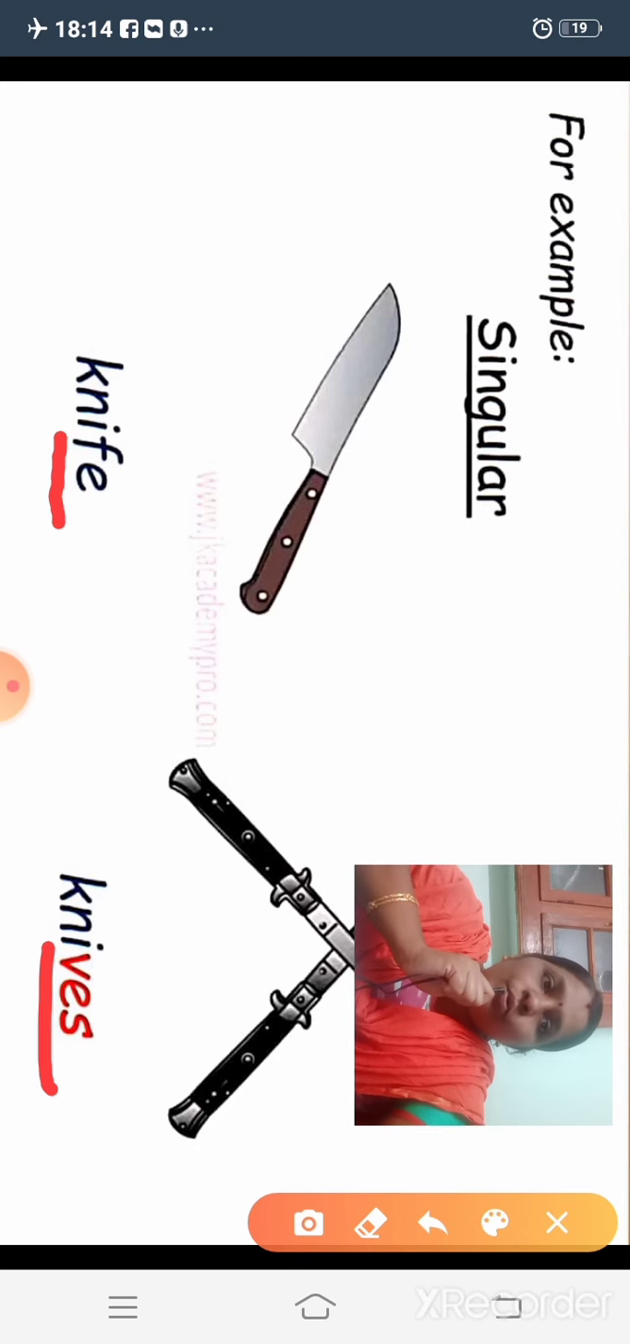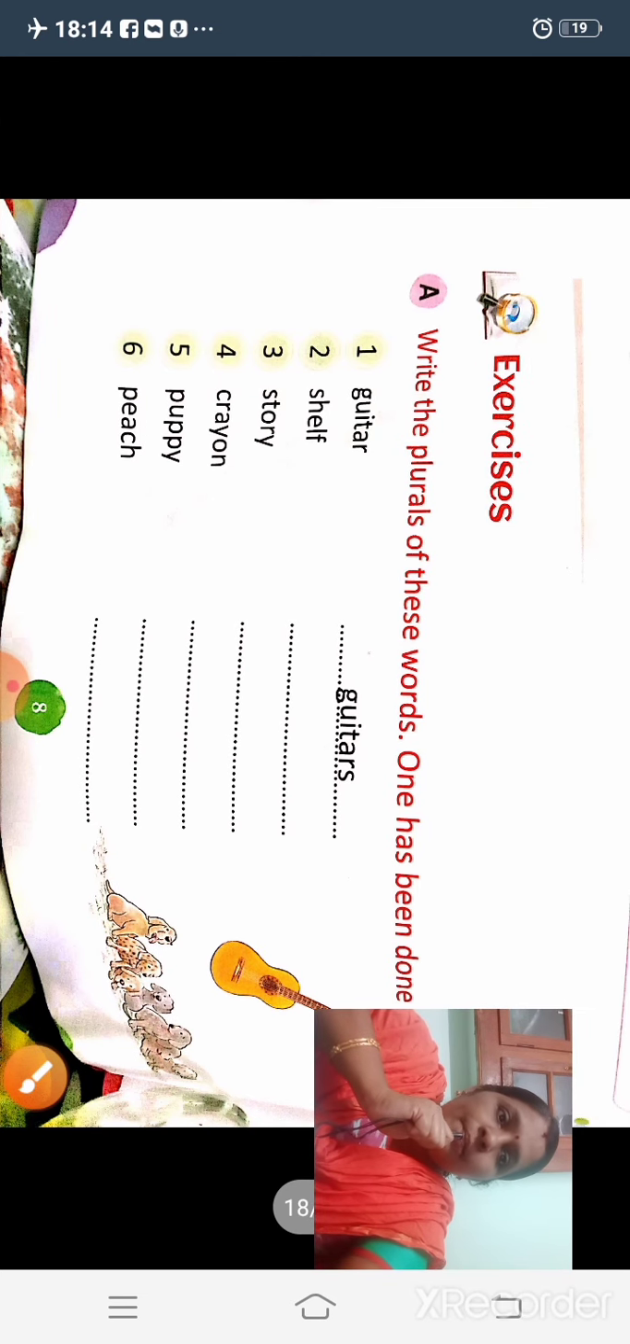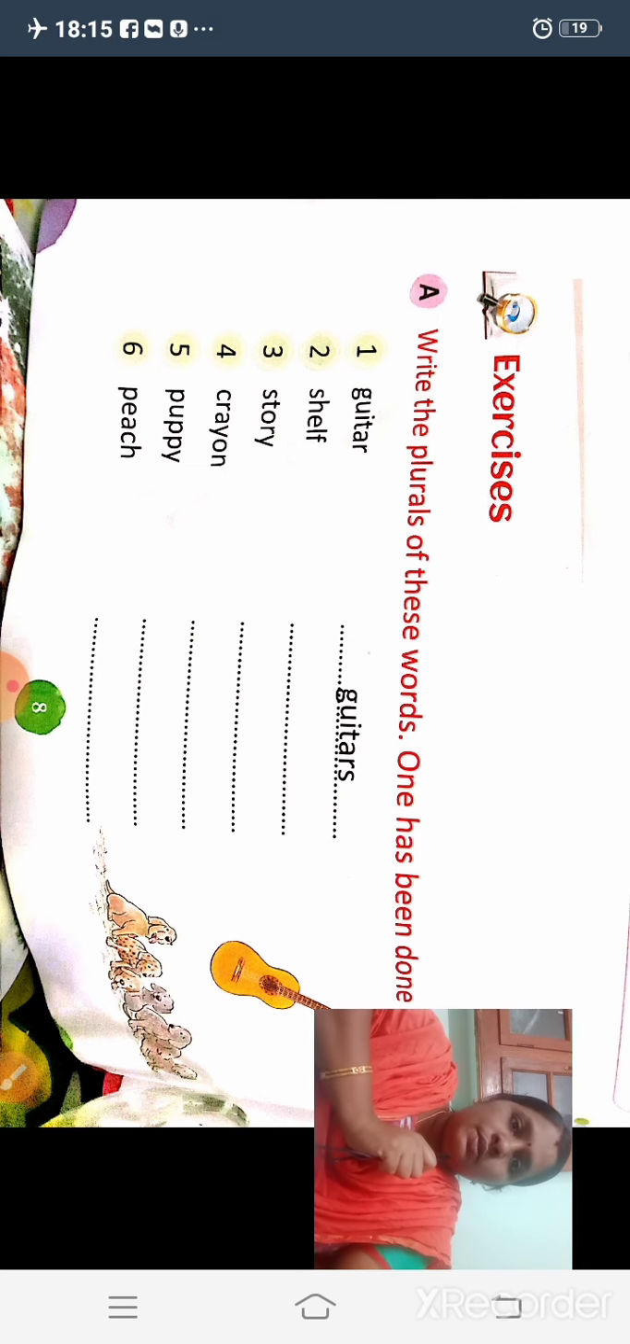Okay, these are the 4 rules that you have to study. There are certain other rules also, but this much only you have to study this year. Okay, now we will move on to the exercise part. Page number 8, some exercises are given there. You have to do all these exercises. Okay, page number 8, exercise A.